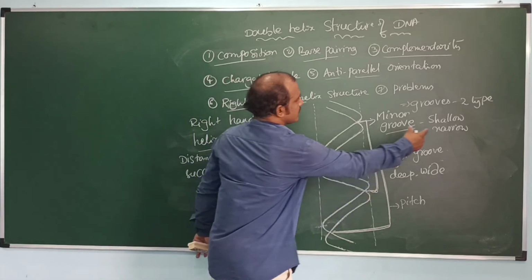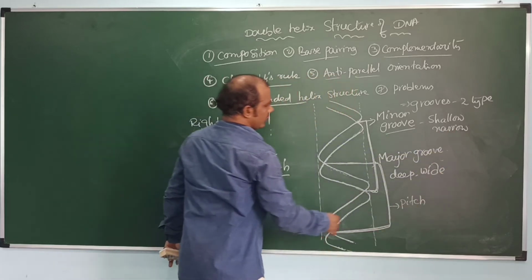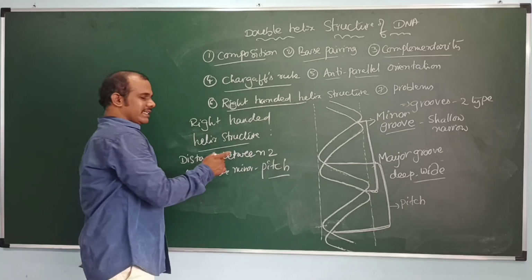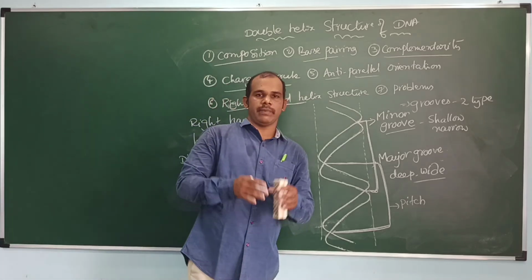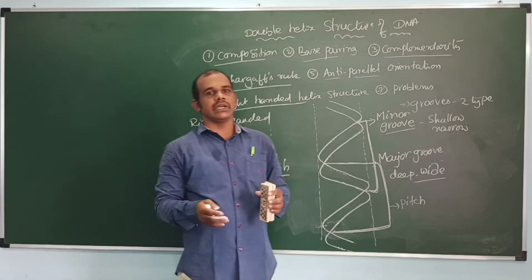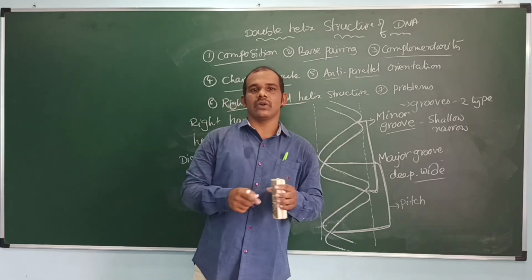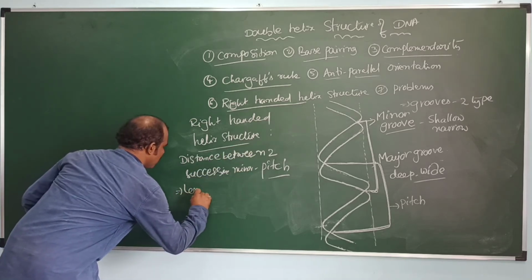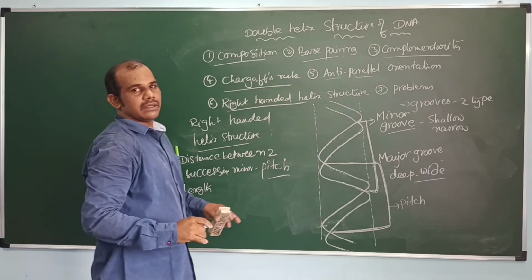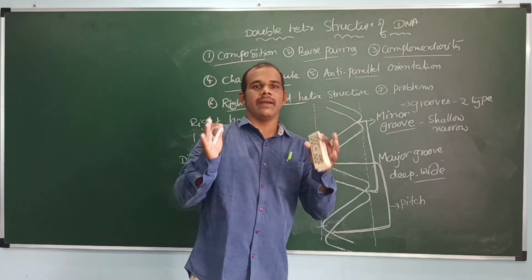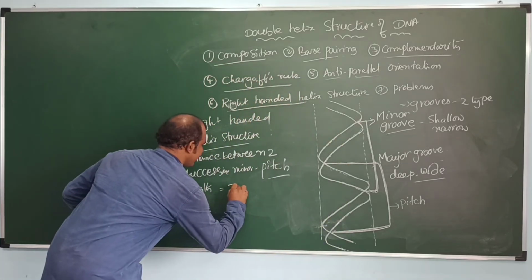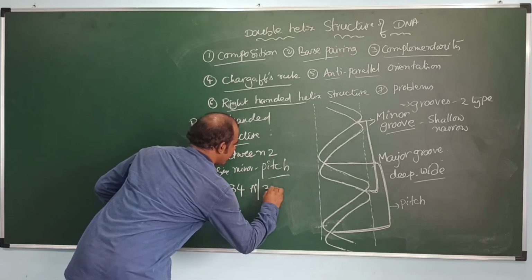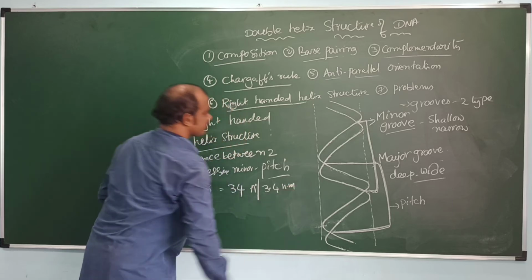Minor groove is the shallow narrow groove. Major groove is the deep wide groove. So what is the pitch? The distance between two successive minor grooves, or between two successive major grooves, is called pitch. Listen carefully, the length of the pitch is approximately 34 angstrom units or 3.4 nanometers.